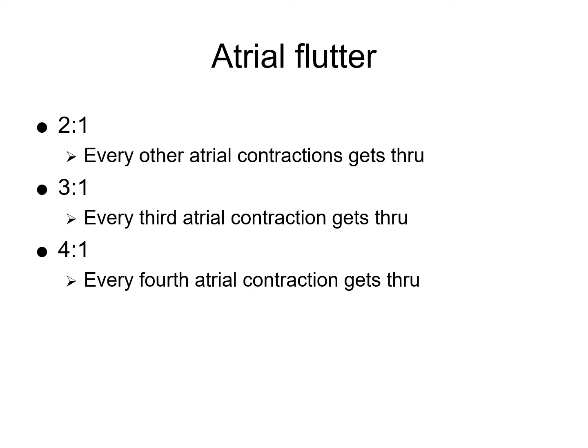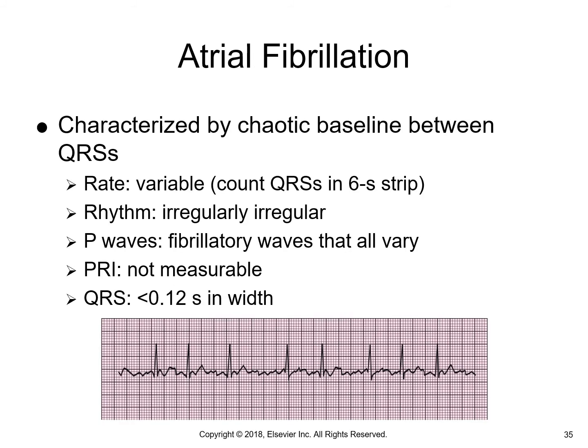All right, so this is that ratio I was talking about. You could have a 2-to-1, a 3-to-1, a 4-to-1. A 2-to-1 is like every other atrial contraction gets through. If it's a 3-to-1, every third atrial contraction gets through, and so on.